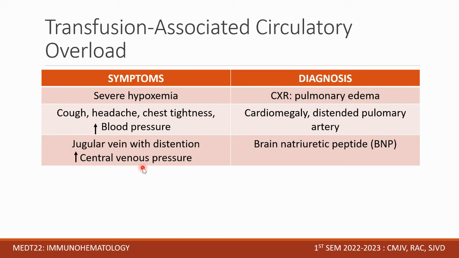Okay? So, for the diagnosis, you can use chest x-ray ulit. We can see pulmonary edema. We can see cardiomegaly, distended pulmonary artery. Kasi too much pressure on the heart, or kaya distended pulmonary artery kasi ayun nga, yung caused by the pressure and excess workload sa patient or sa heart. Okay, we also can use brain natriuretic peptide as a test to confirm TACO.